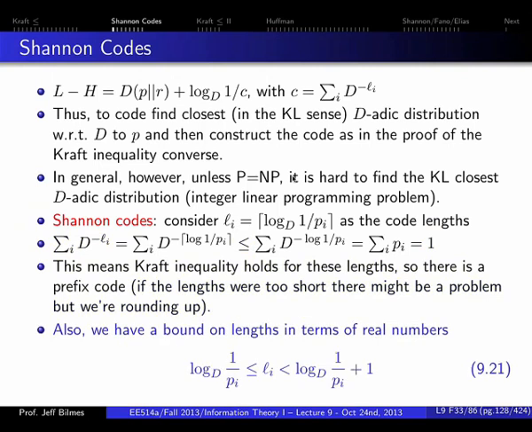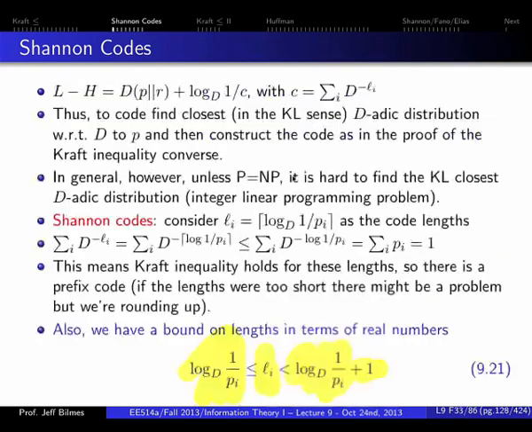Now we have a bound on the length. Certainly each length that we're using is greater than or equal to the optimal length, and it's no more than the optimal length plus 1. So each individual length is no worse than one additional bit. So maybe this isn't so bad. If the optimal lengths are already in the millions, one additional bit per length is not so bad.